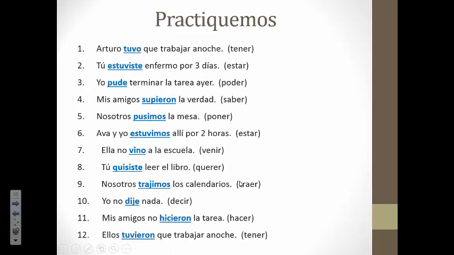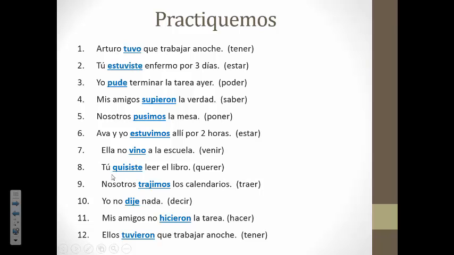Okay, repasemos. Number 2, you were sick for 3 days. Estuviste. 3, I was able to finish my homework yesterday. Pude. 4, my friends found out the truth. Supieron. 5, we set the table. Pusimos. 6, Ava and I were there for 2 hours. Estuvimos. 7, she didn't come to school. Vino.